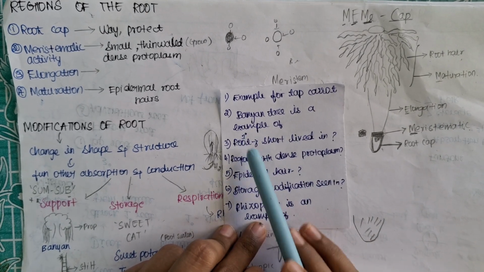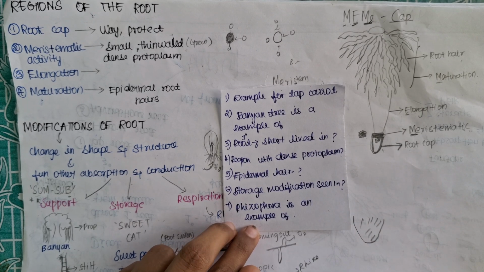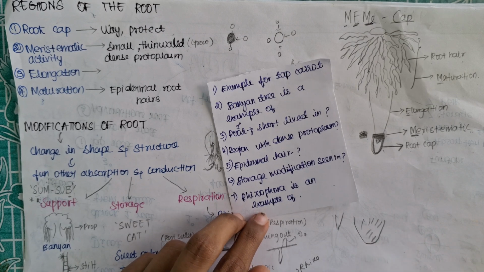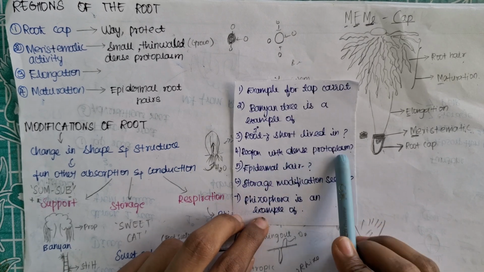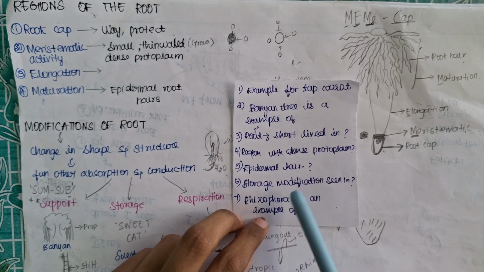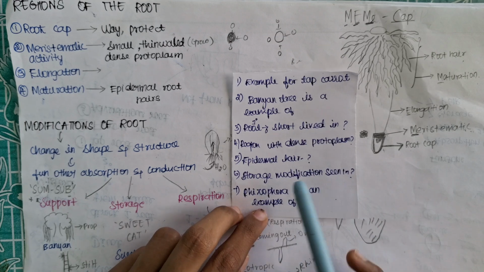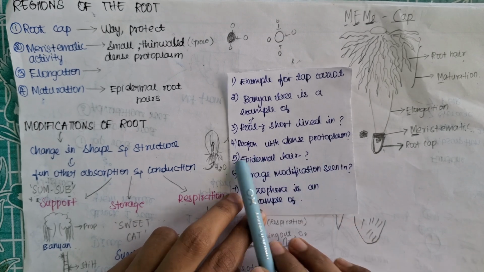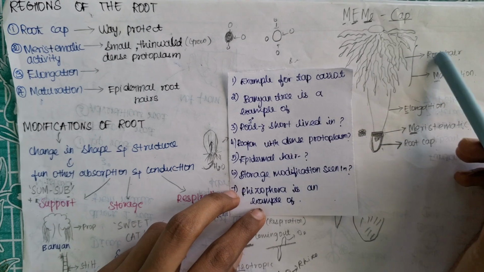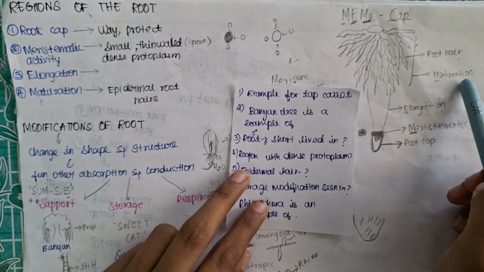Now, the primary root is short-lived. In which kind of root? It is the fibrous root, right? The primary root will be short-lived and it will be replaced by the fibrous root. Now, the region with dense protoplasm. In the root we saw 4 regions, in which we have dense protoplasm in the meristematic activity region. Now, epidermal hair. This epidermal hair will be present in which region? This is in the root hair region. We saw that after maturation we get hair.